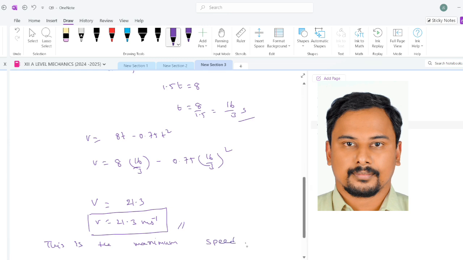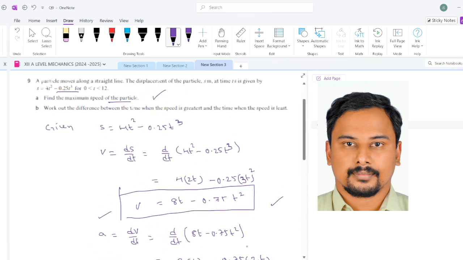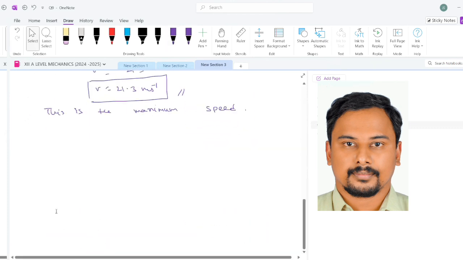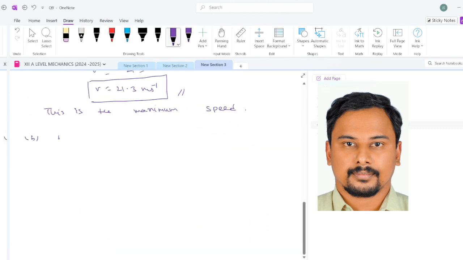Now, in the second part, we have to find the time. Time cannot be equal to either 0 or 12 seconds, right? This is the initial time and this is 12 seconds. But when the time t equals 0, what happens to the velocity of the object? Look at this equation. If you put t equals 0, 8 into 0 becomes 0, and this term also becomes 0. Obviously, the velocity is 0 meters per second.